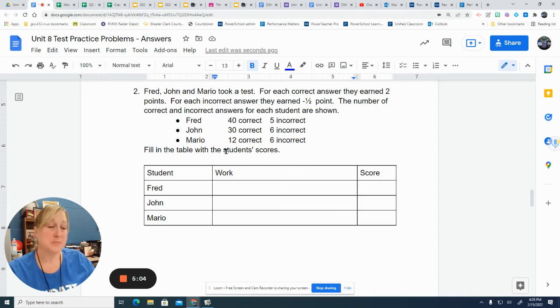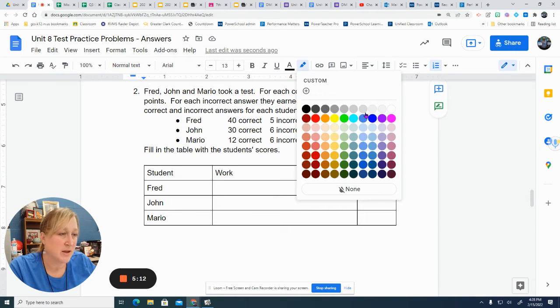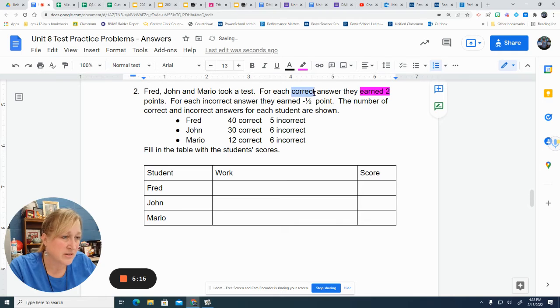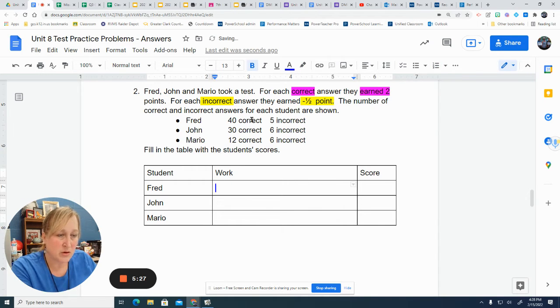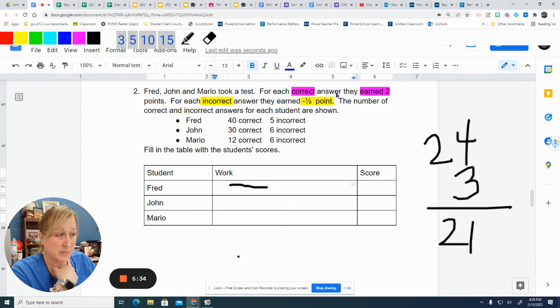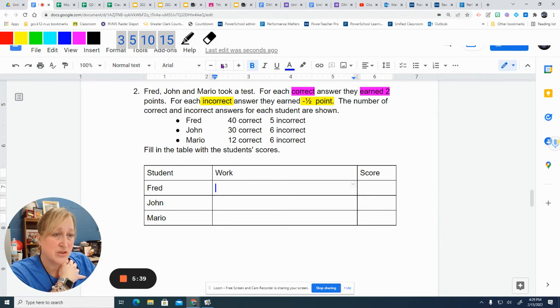I'm going to do the next one. All right, so Fred, John, and Mario took a test. For each correct answer, they earned 2 points. So I'm going to do that same highlighting thing I did before. For each incorrect answer, let's go with yellow, they lose half a point. Now, all of these up here tell me what I need to put down there. I'm going to write because it works better for me, but when you go to check your answers, it probably will be typed for you.